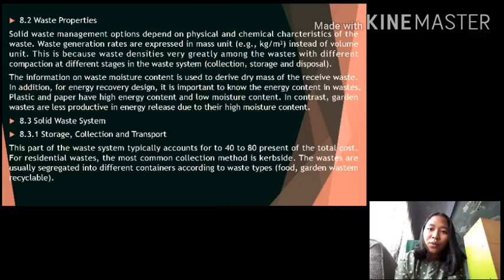8.3 Solid waste system. 8.3.1 Storage, collection, and transport. This part of the waste system typically accounts for 40 to 80% of the total cost. For residential waste, the most common collection method is curbside. The wastes are usually segregated into different containers according to waste type: food, garden waste, recyclable.